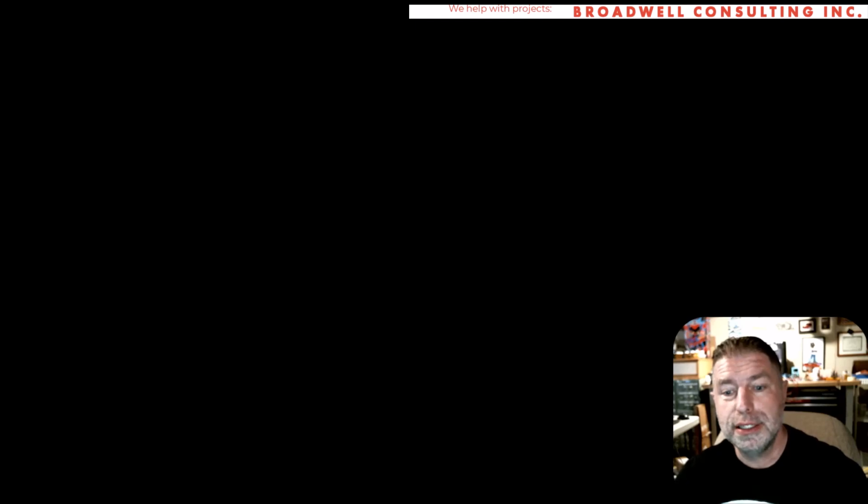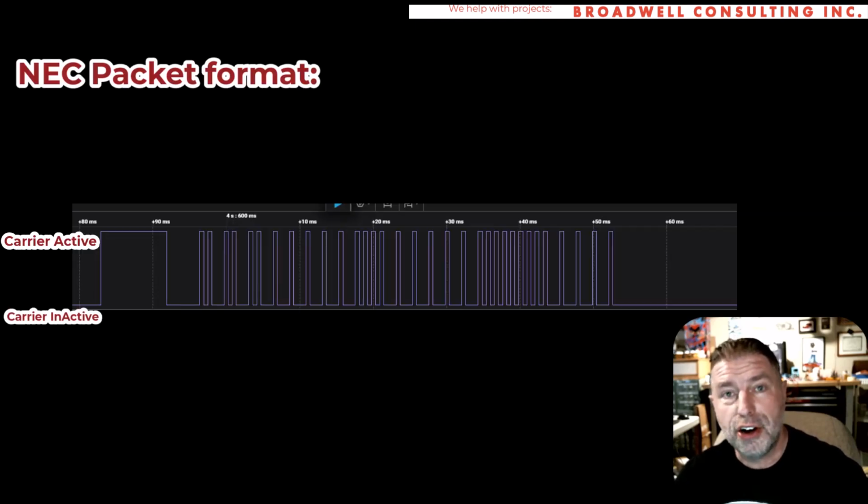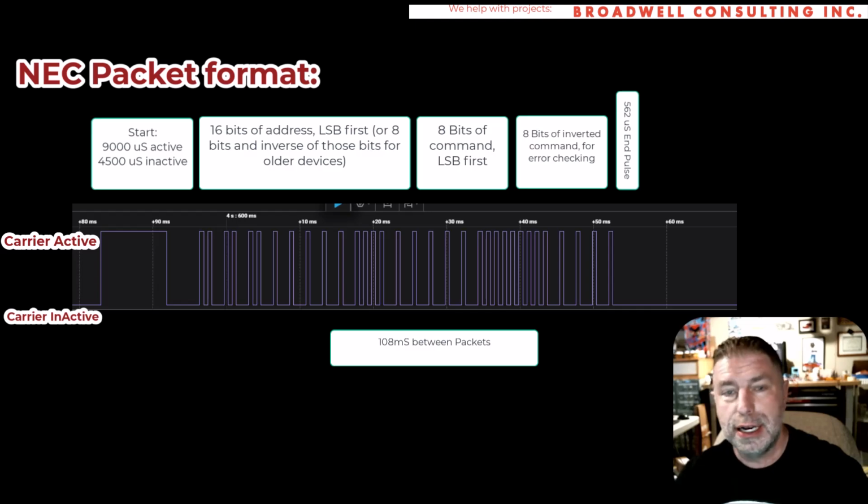NEC protocol is really pretty simple. It's the start of a packet followed by 32 bits of information and then a final end pulse. The packet is broken down into two parts, an address and a command. And in the old days, the address was only 8 bits long. You sent 8 bits of address, followed by the inverse of that for 8 bits as error checking. Then 8 bits of command, followed by the inverse of that for error checking. And that was your 32 bits. Then you'd send a final end pulse.